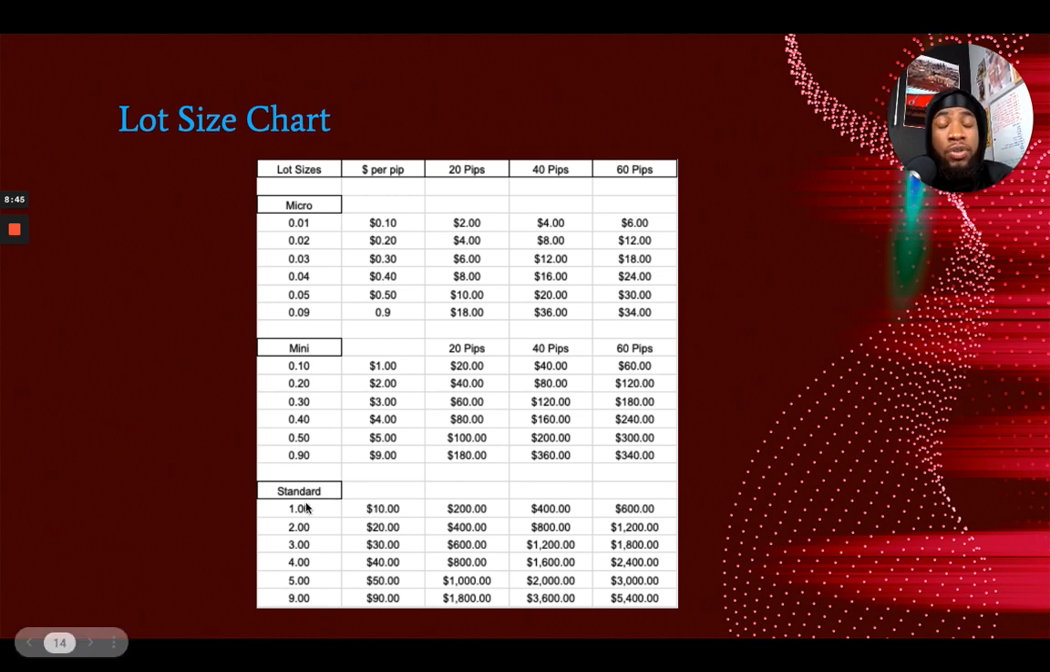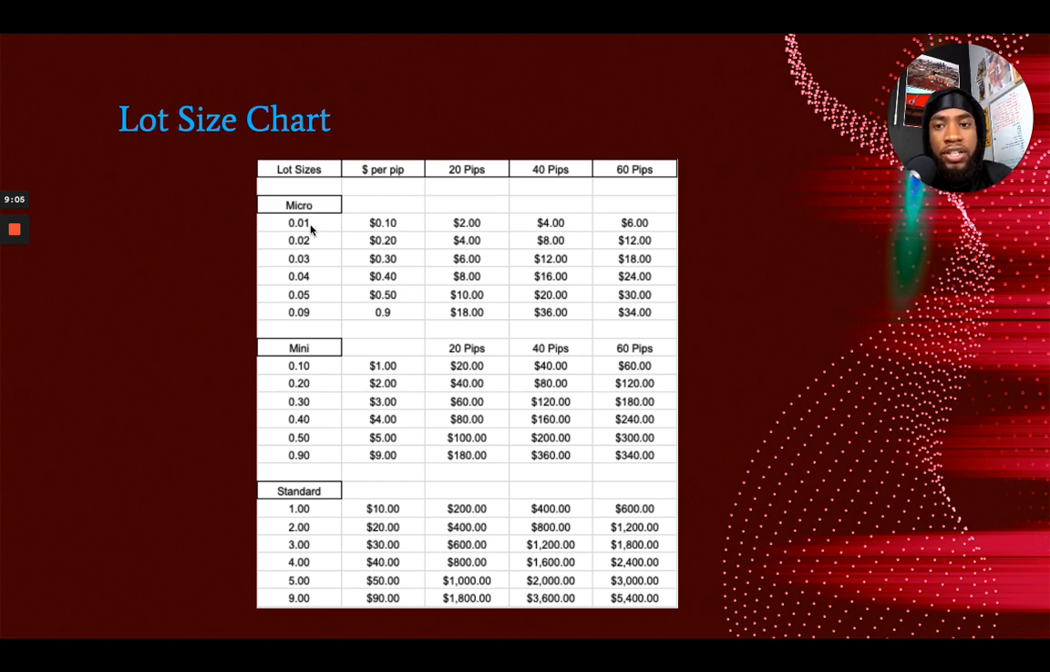Now your standards represent $10 per pip. So a 1.00 is going to be $10 per pip. A 5.00 is going to be $50 per pip. And a 9.00 is going to be $90 per pip. Now, with these pip movements, we are able to see the difference in calculating the pips.